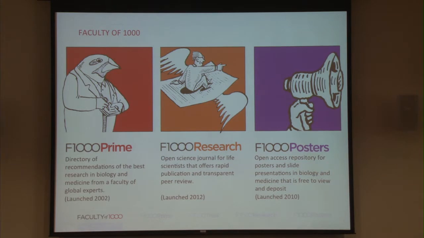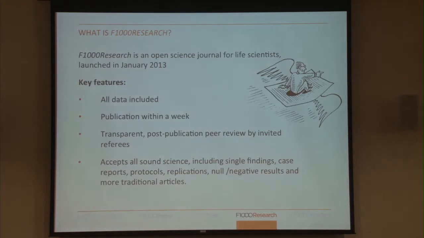And F1000 Research, which is an open science journal for life sciences that was released in January 2013. Some of the key features of the journal include that all data is included with every publication submitted to the journal. We also have fast publication times, usually within a week or less, enabled by a transparent post-publication and invited peer review process.